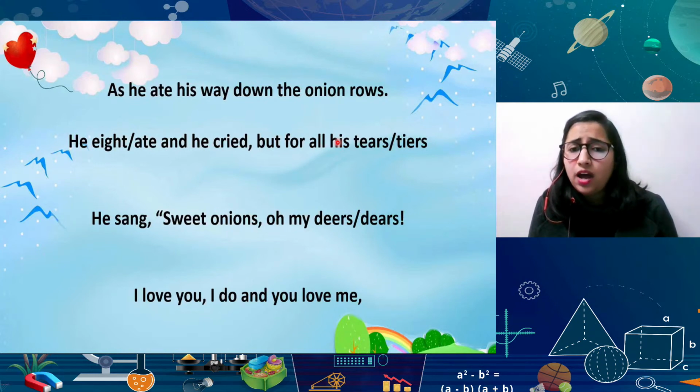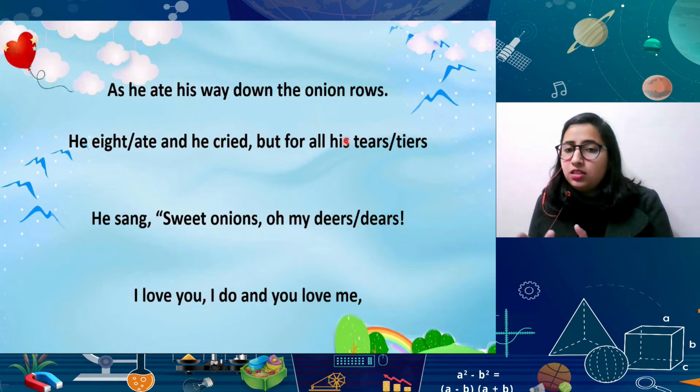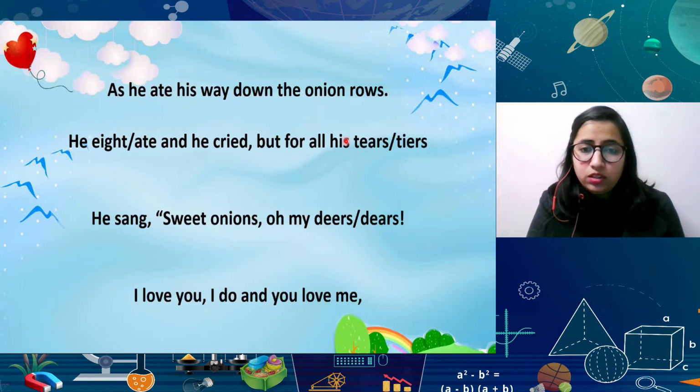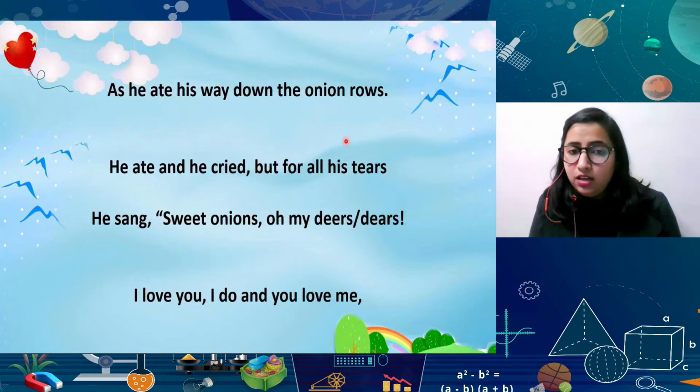He ate and he cried, but for all his tears. Now you are familiar with both these homophone pairs, right? We discussed ate, and we discussed tears and tears. So I'm quite sure that you can pick the right word without me discussing this part with you. So the right choice of words for this line is, he ate, ATE, and he cried, but for all his tears. So he ate and he kept crying.